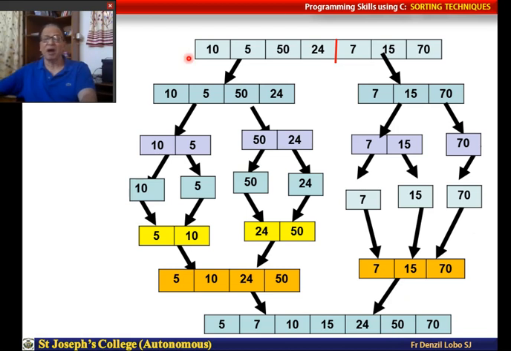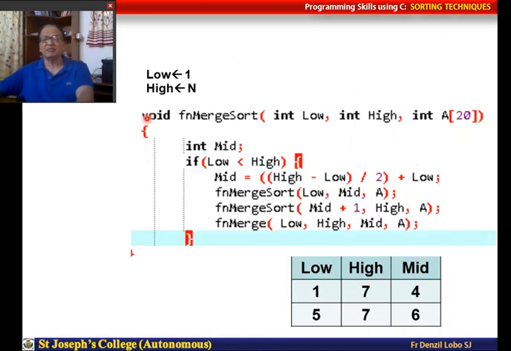So this is the algorithm for merge sort. First of all, splitting the whole list into individual items in the two sections, and then merging them to get the ultimate list in the ascending order. So let us see the function. We have written a function called merge sort with low, that is 1, and high, in this case 7, and then we are passing this array which contains numbers.